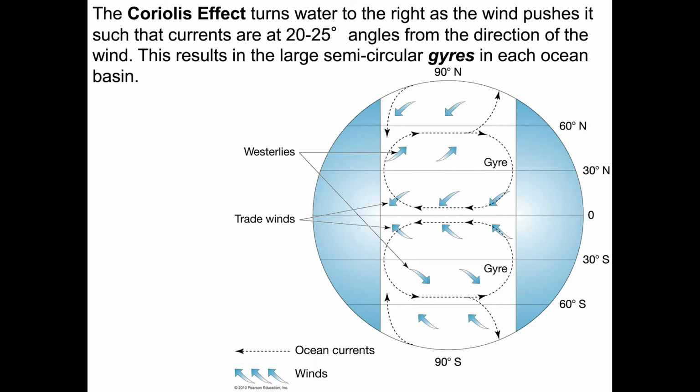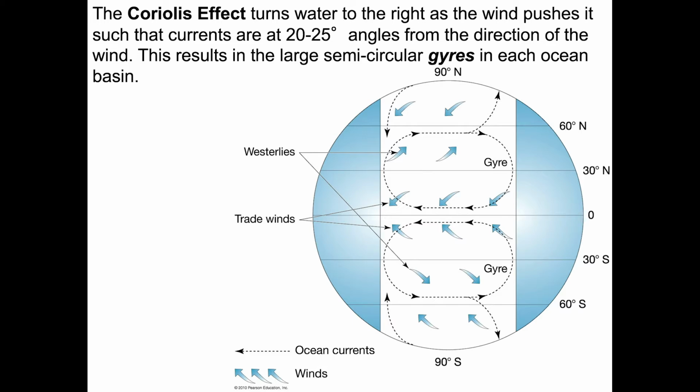So the wind is going to be deflected by the Coriolis effect. The water is also going to be affected by the Coriolis effect. In this case, we have a bit of an additional twist, such that when the wind blows on water, the Coriolis effect results in a current that's generally about 20 to 25 degrees to the right from the direction of the wind. Ultimately, this results in the large semicircular gyres that we see in each large ocean basin.